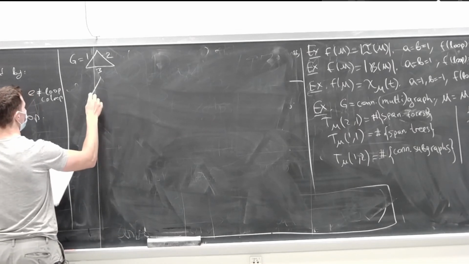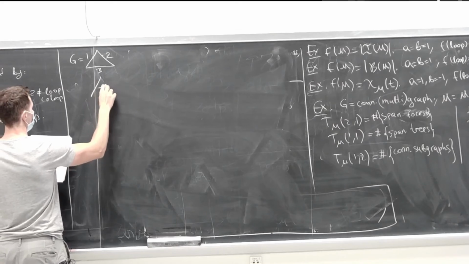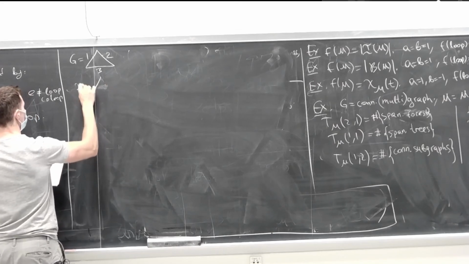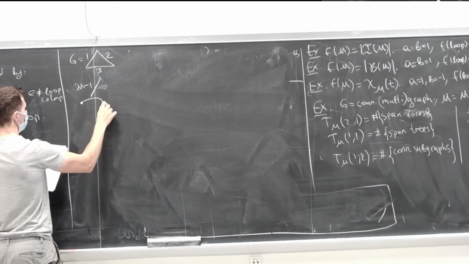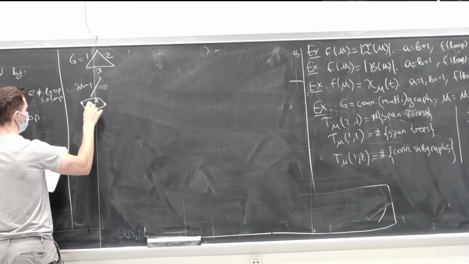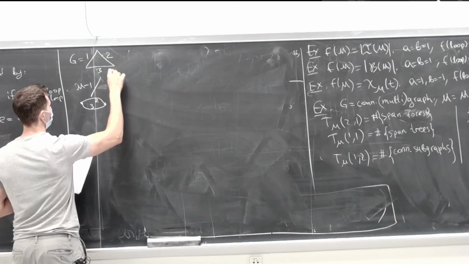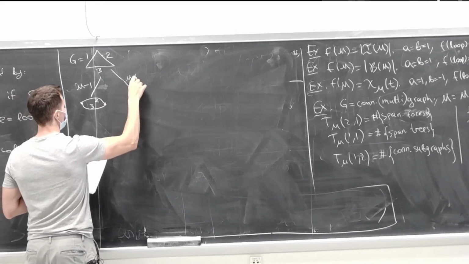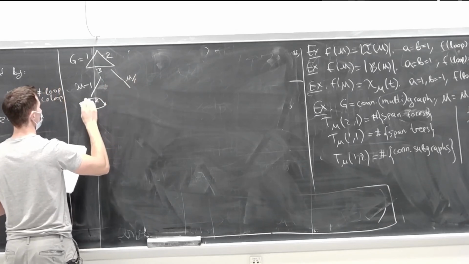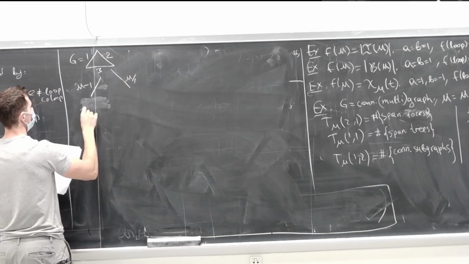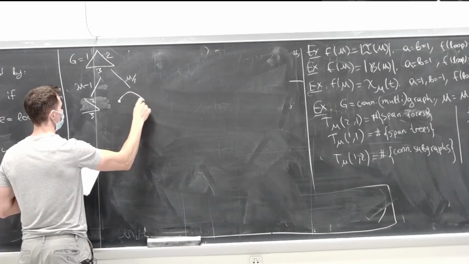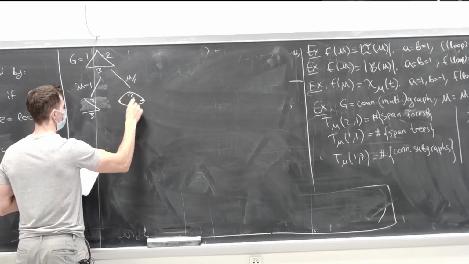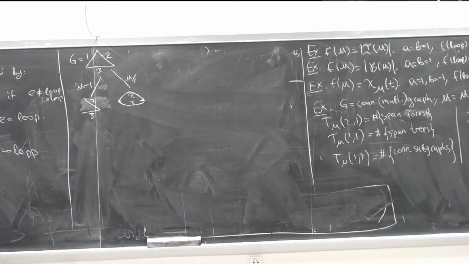So if I remove 1, what I get is a double edge like this. If I contract 1, oh sorry, if I remove 1, I just get this, 2, 3. If I contract 1, I get this, 2, 3. Now let's choose some other edge.